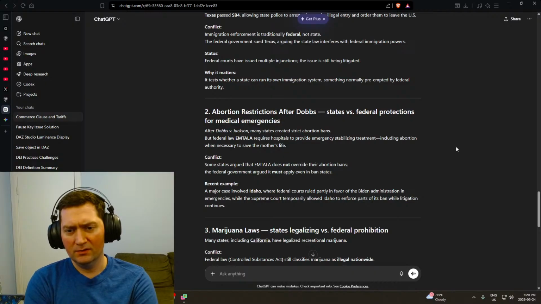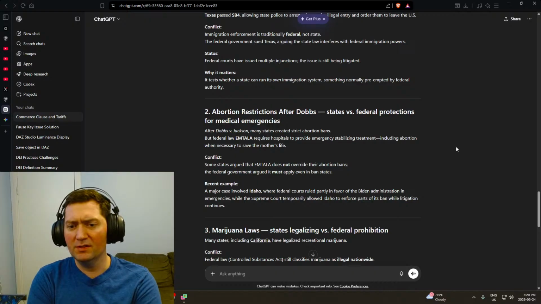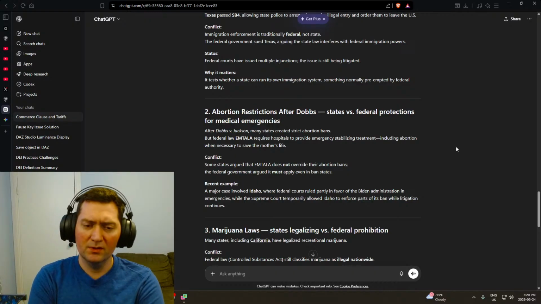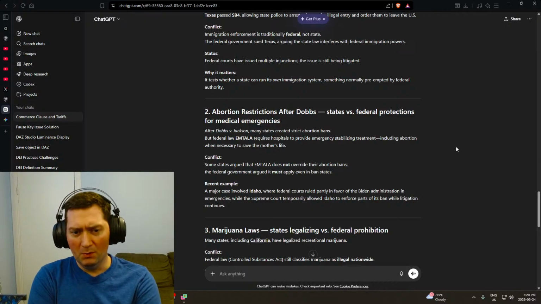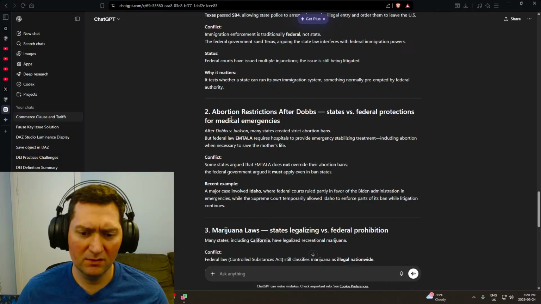Federal law requires hospitals to provide emergency stabilizing treatment, including abortions, when necessary to save the mother's life. State laws are trying to be passed where there's no abortions. And so that's where the conflict comes in.